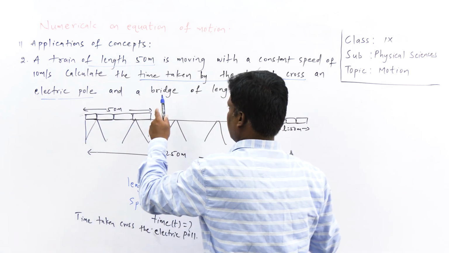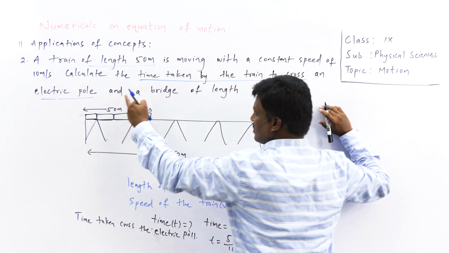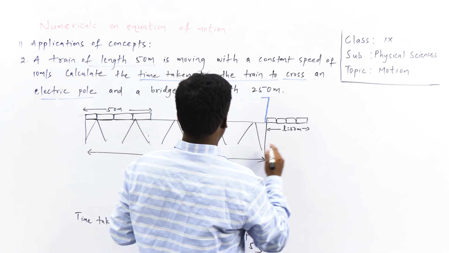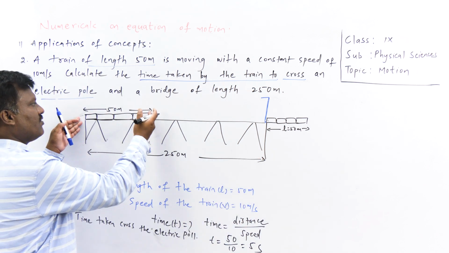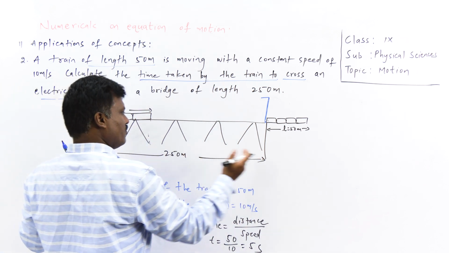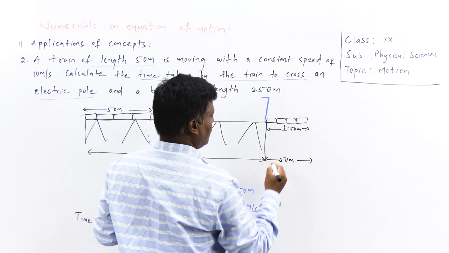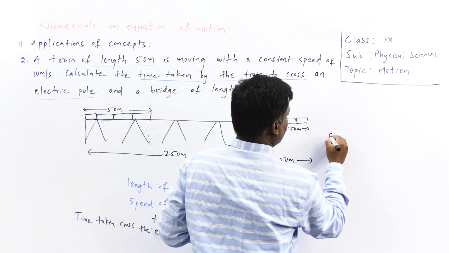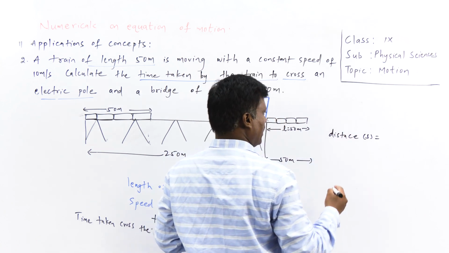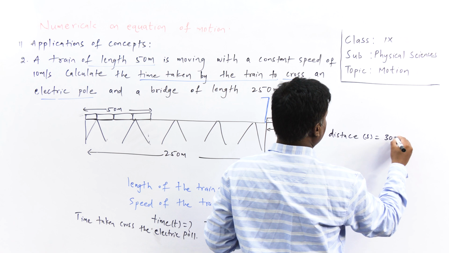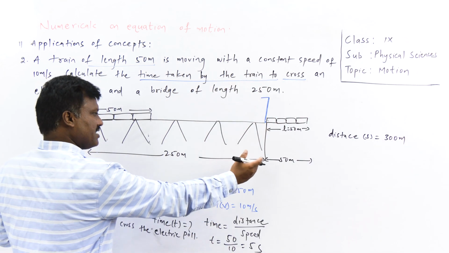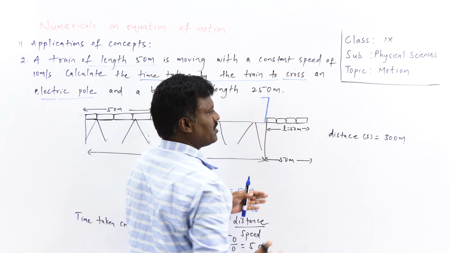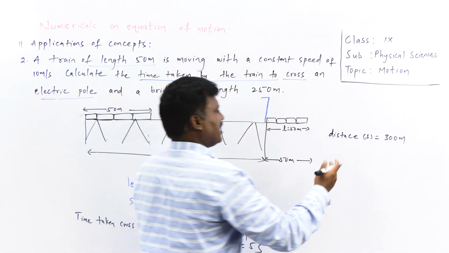Next, in this question they are also asking the time taken to cross the bridge. So what is the length of the bridge? 250 meters. What is the length of the train? 50 meters. So this 250 meters and this 50 meters total. What is the length now? 250 meters plus 50 meters, 300 meters. So the distance traveled while crossing the bridge is 300 meters, because 250 meters is the actual length of the bridge and 50 meters is the length of the train, because the total train has to cross the bridge, right? That is why together 300 meters.